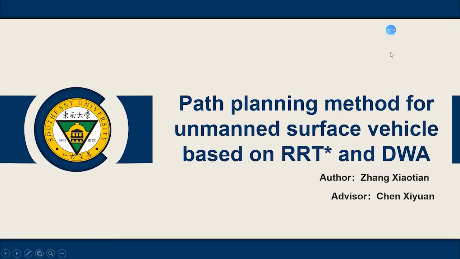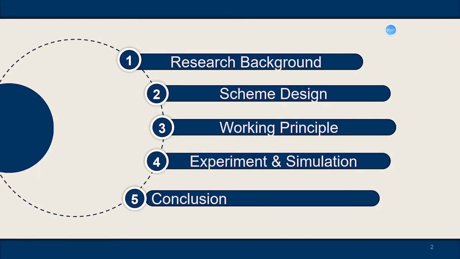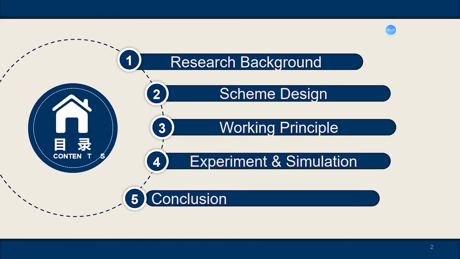Dear Professor, my name is Zhang Xiaotian. Today my topic is path planning method for unmanned service vehicle based on RRT star and DWA. My speech mainly includes 5 parts. First, I will introduce research background. Then I will show some problems of the current research. Next, the working principle. Finally, I will show the experiment and the conclusion about this research.